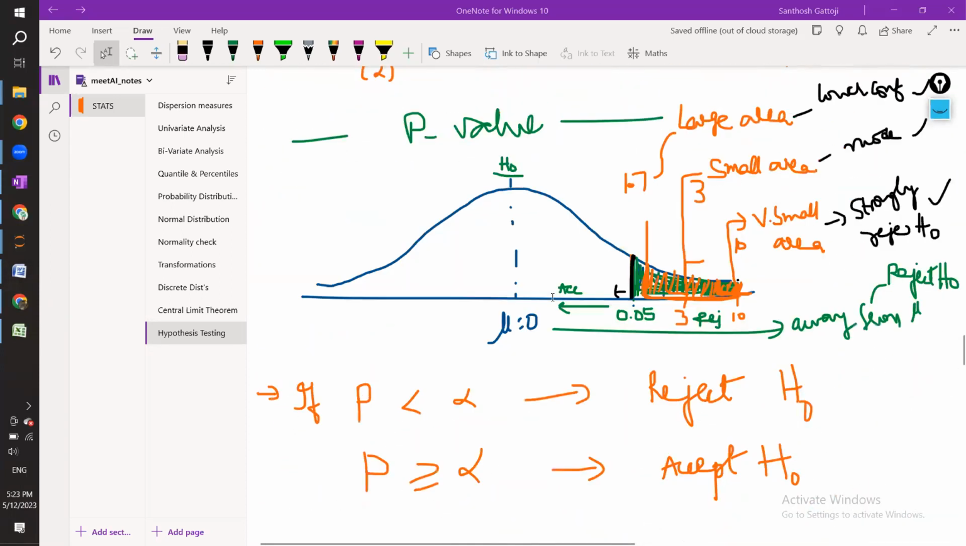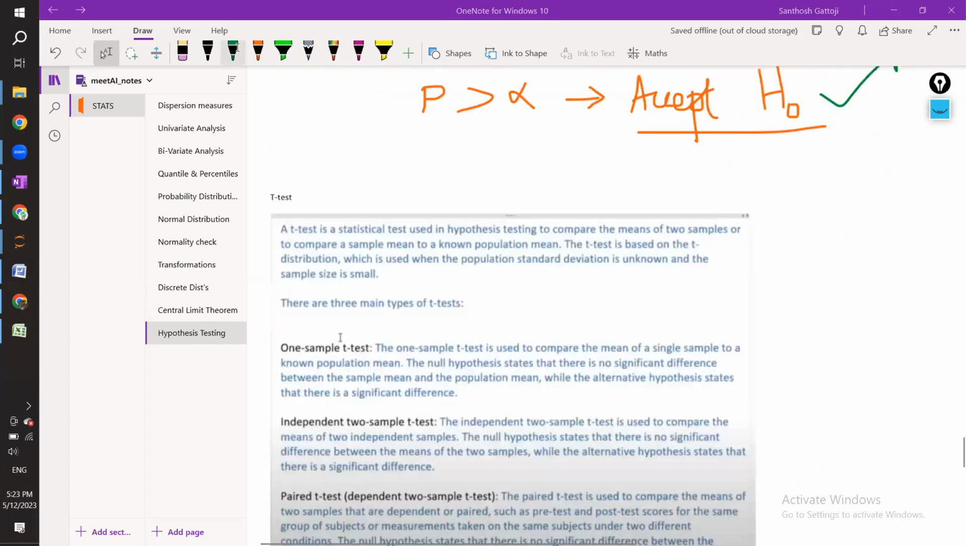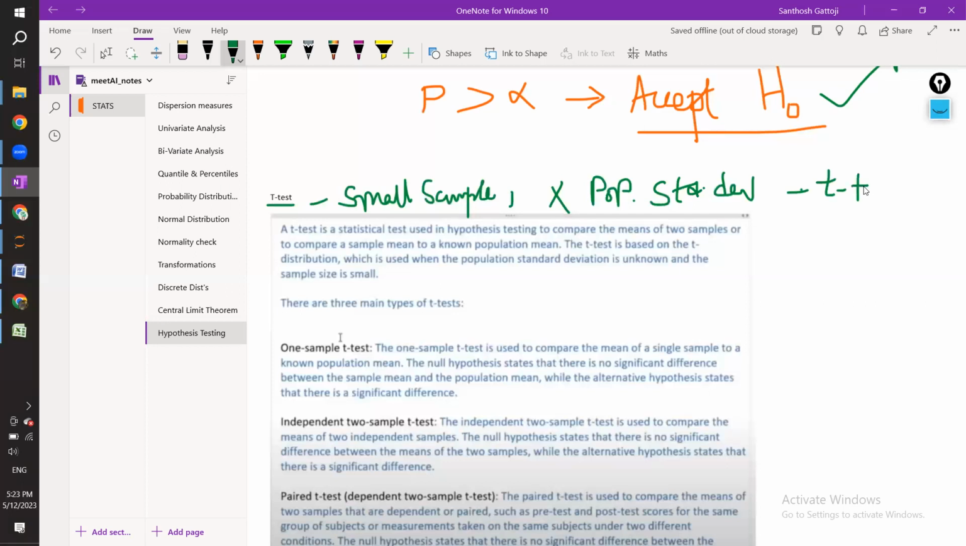But there is one more test called the t-test, guys. When does this come into the picture? When you don't have the population standard deviation and when the sample size is small. In that scenario, we need to go for the t-test. In real life, most of the time this is the test we will consider, because most of the time we don't have the population standard deviation. We don't have population parameters most of the time, because the population is very huge data, so obviously we don't have parameters for that.